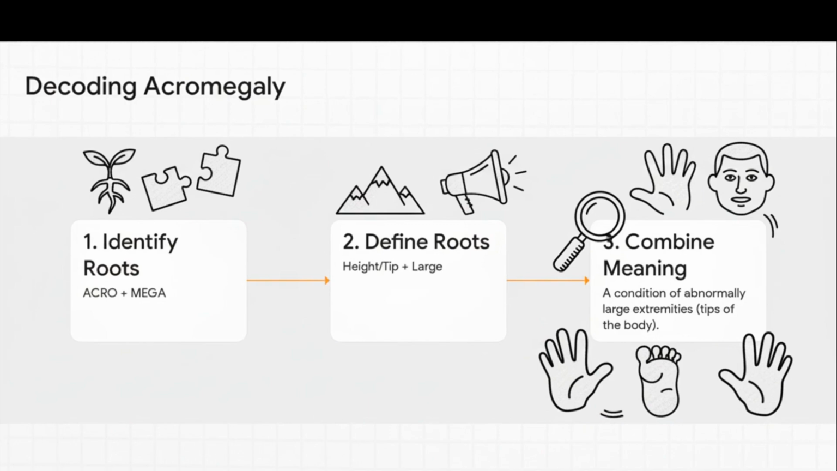It's a puzzle. First, we spot the roots. Acro plus mega. We just learned that acro means height or tip. And you probably already know that mega means large or huge. So put them together. Large tips. Acromegaly is a medical condition where the extremities, the very tips of your body, like your hands and feet, become abnormally large. Boom. You just decoded a complex medical term. No Google, no dictionary. You did that.